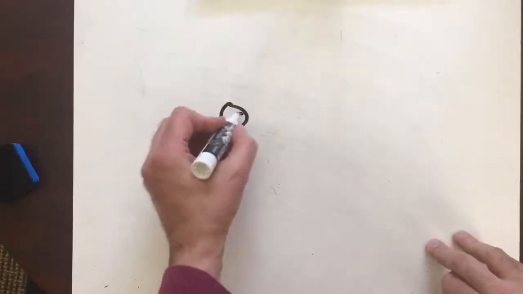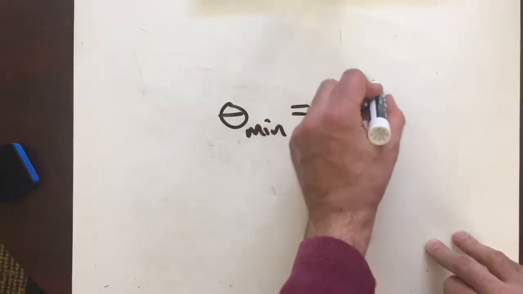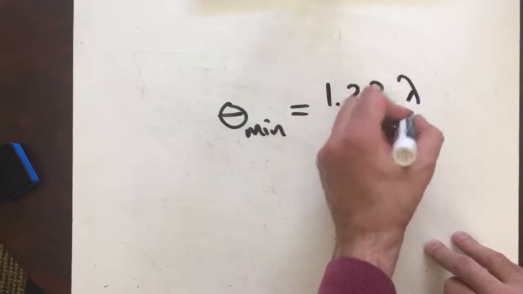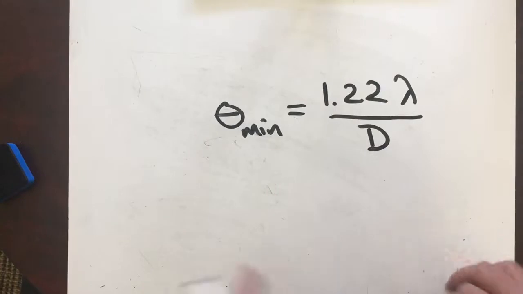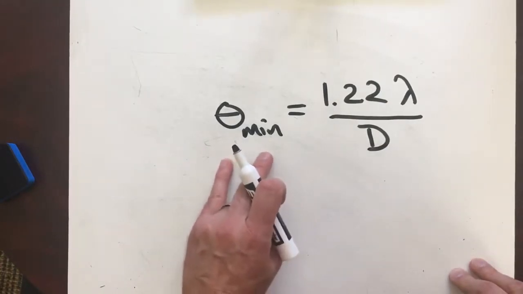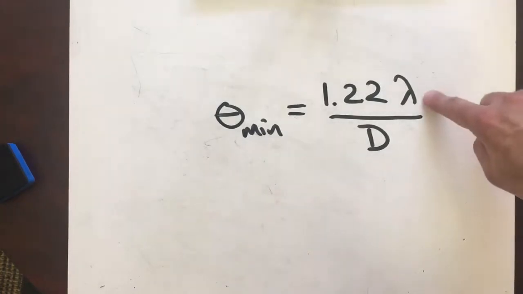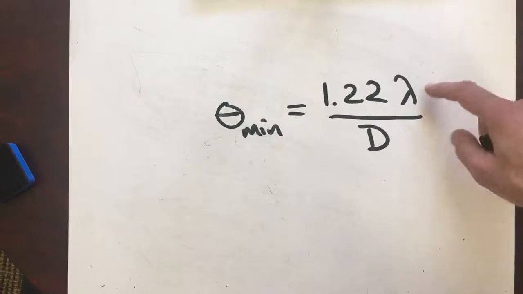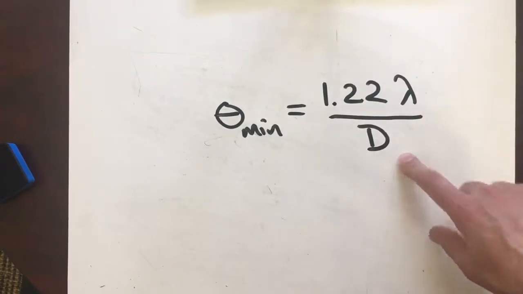And the formula for this is theta min equals 1.22 times the wavelength divided by the width of the optic. This is the minimum angle that can be resolved. This is the wavelength of the light, and this, as I already mentioned, is the width of the optic.